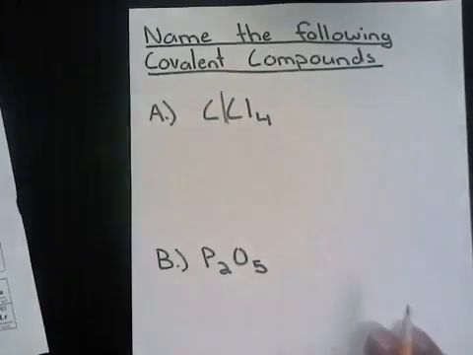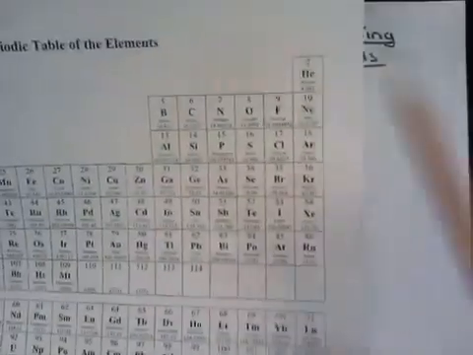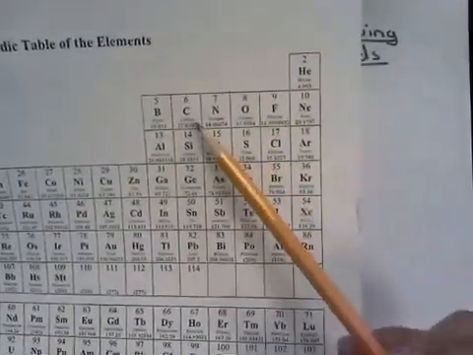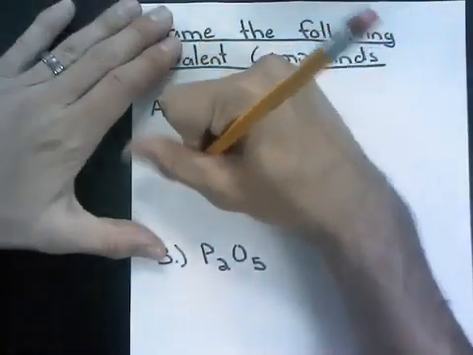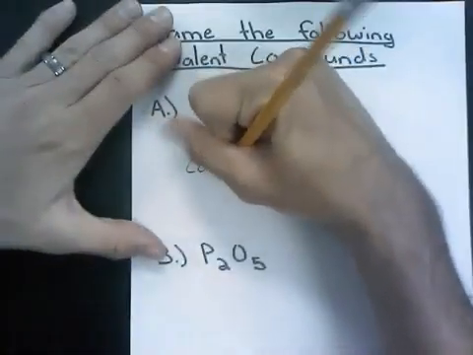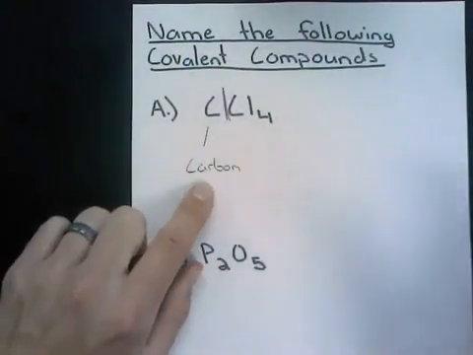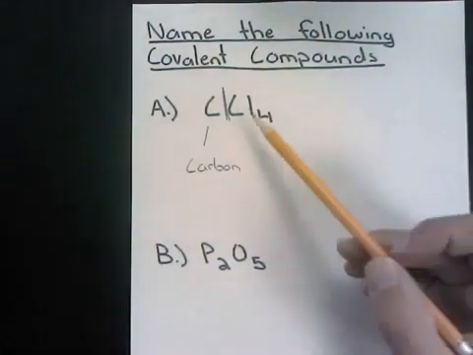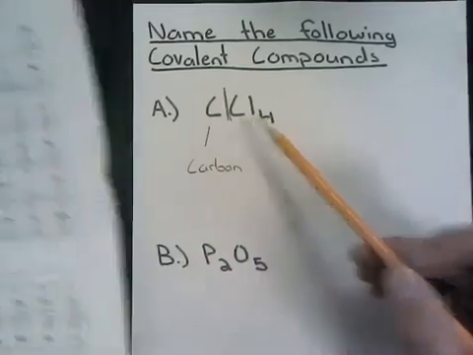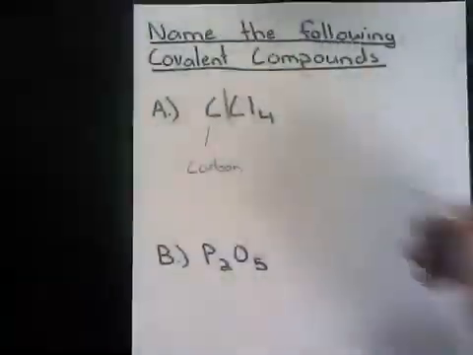And so the thing I need to do now is look up what is the name for that element C. I find it on the periodic table. The name of that element is carbon. Now my rules tell me just write down the name of that element. No modification is needed. The second thing that I need to do is find out what is Cl, or what is that name? And if we look here, the name of Cl is chlorine.